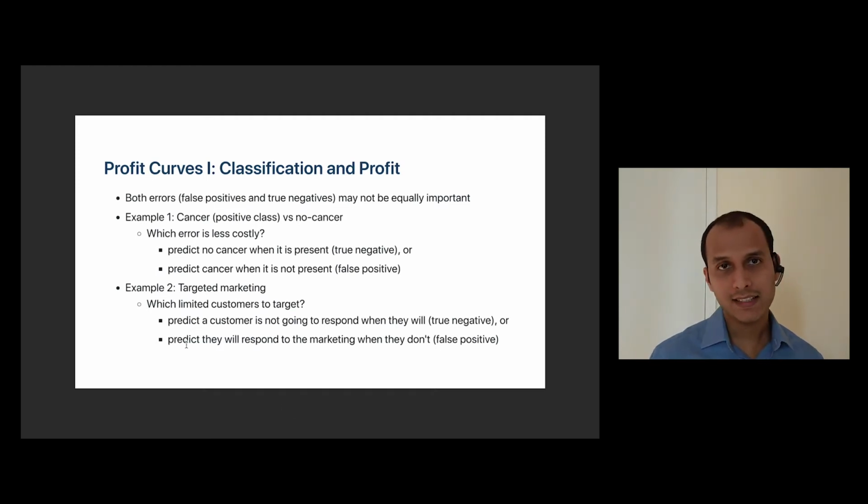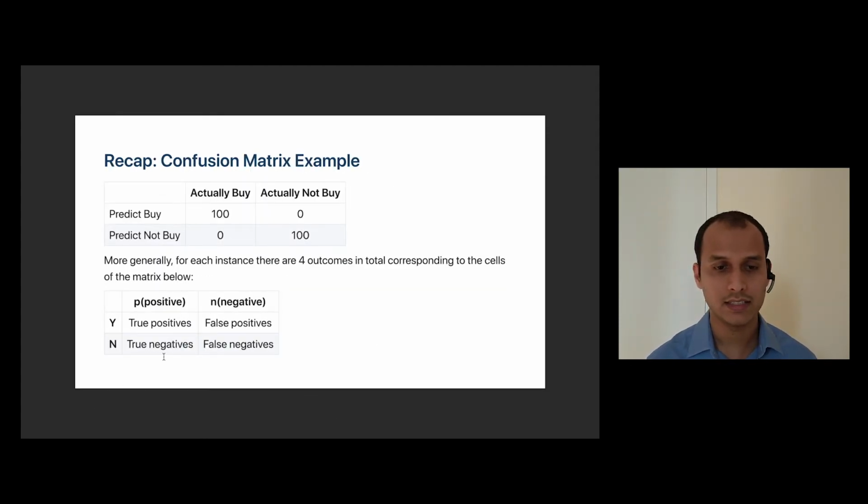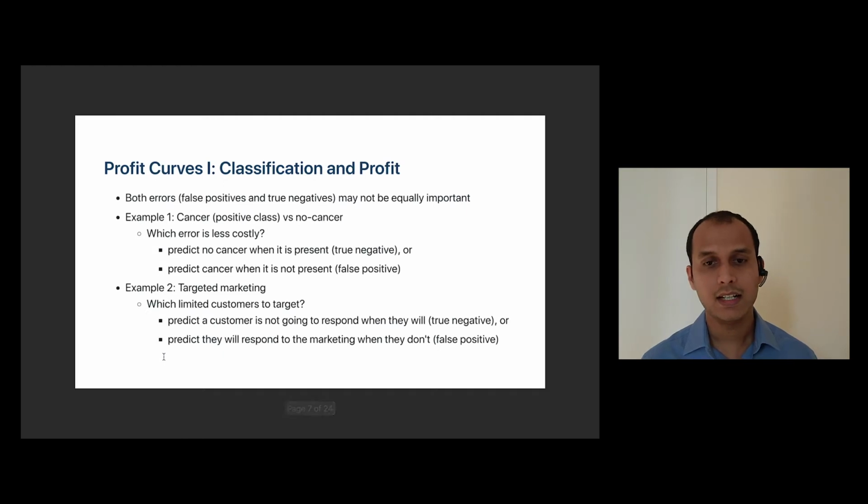Now, with that confusion matrix representation, we can start talking about the business goal. Okay, and it's tied to it in the following sense. As a classifier, it will make some mistakes, but the mistakes that it makes are not all equal. In the sense, errors which are false positives and false negatives, these off diagonal cells, they may not be equally important. So let's consider a couple of examples.